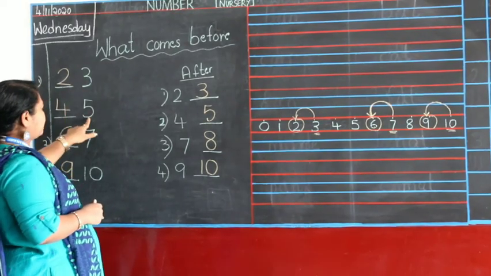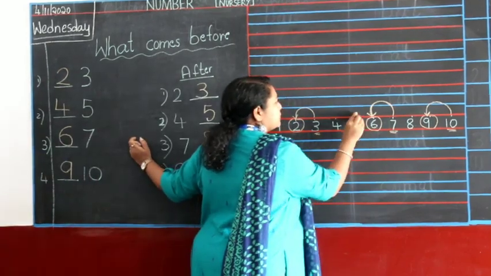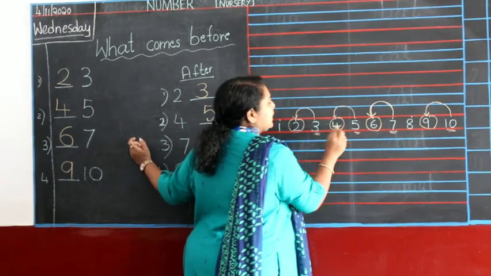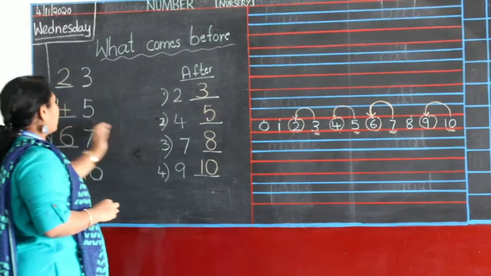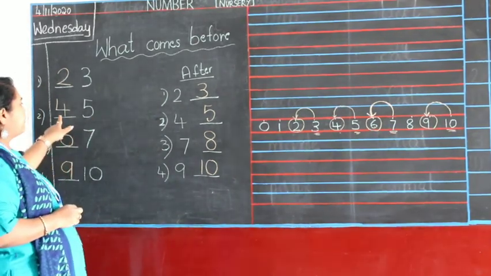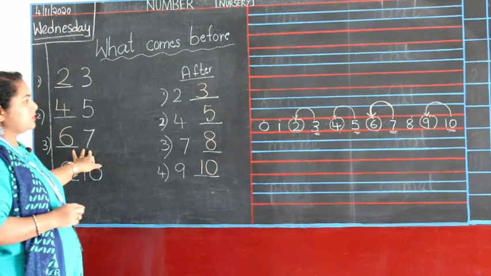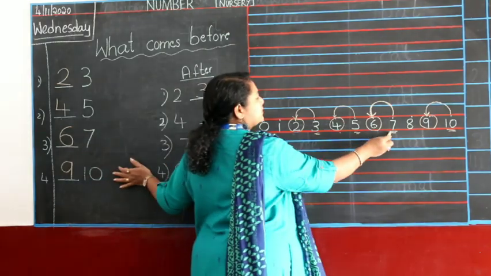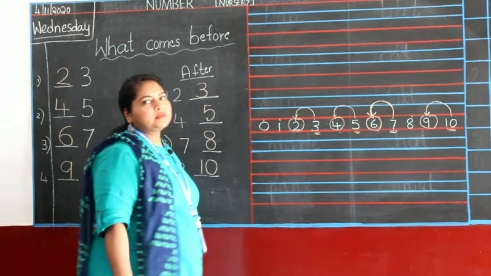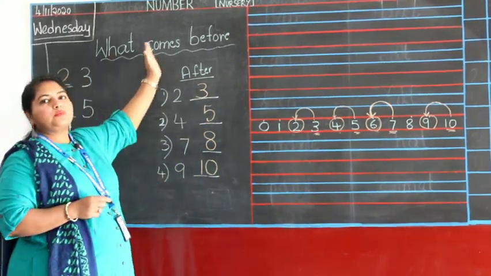What comes before 5? We find 5 here. Go backwards. You'll find 4. And that's the answer. Number 4 comes before 5. And you have 7. So there's 7. And what comes before 7? Go backwards. You will see 6. 6 comes before 7. This is how you will do what comes before.